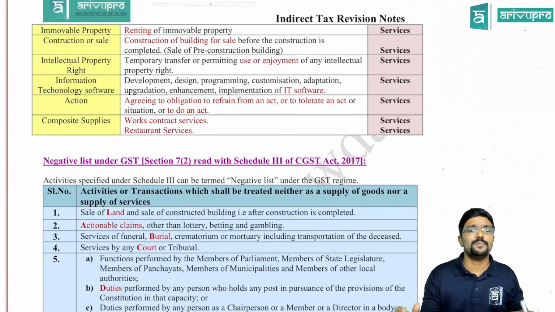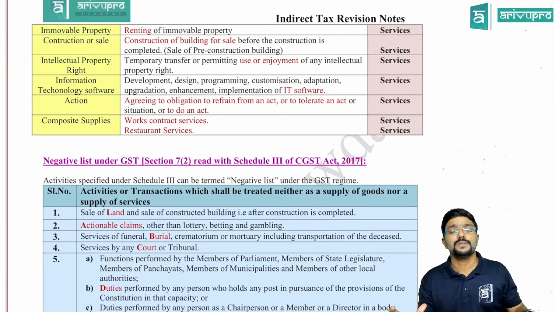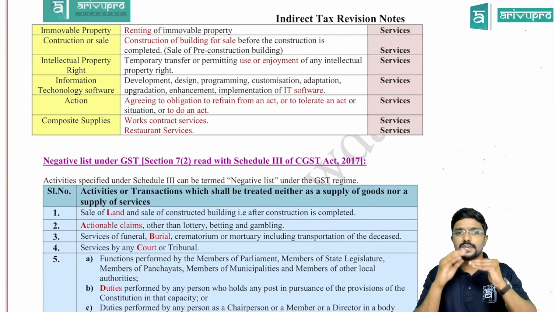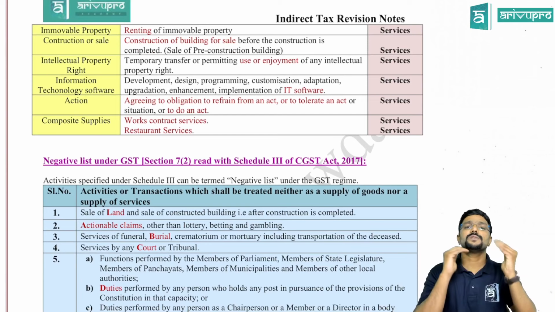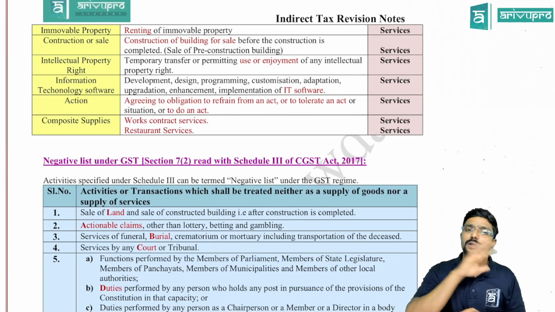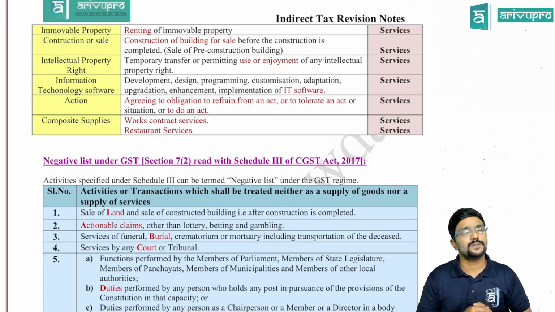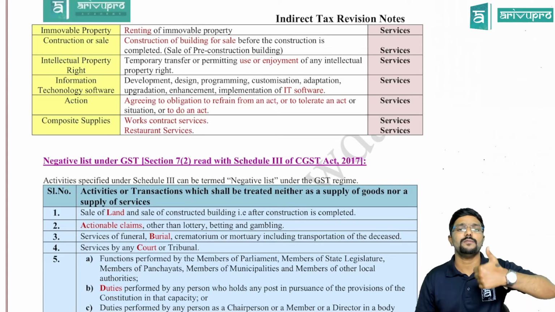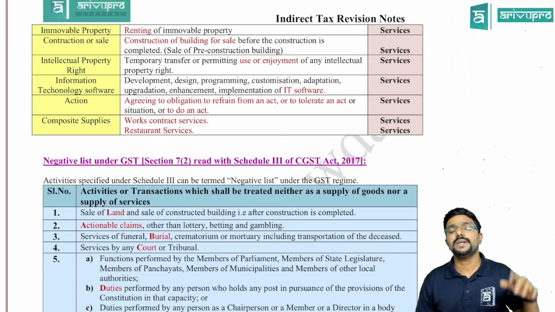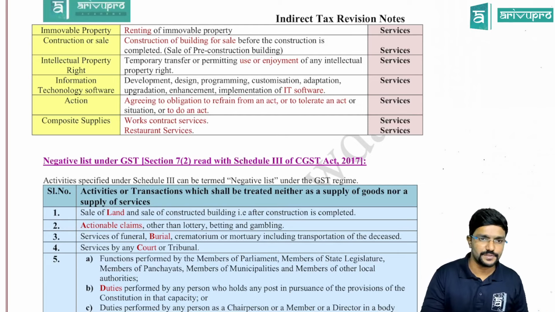Then in case of composite supply, works contract services, that is construction service also is there, plus goods also are involved. But in the GST, they have given clear-cut clarity, it is purely supply of services. Then in case of restaurant service also, both the components are involved. Food items, which is goods, plus services. But still, completely it is supply of services.